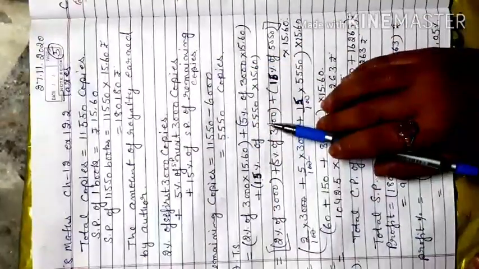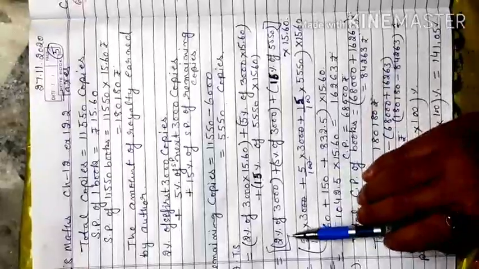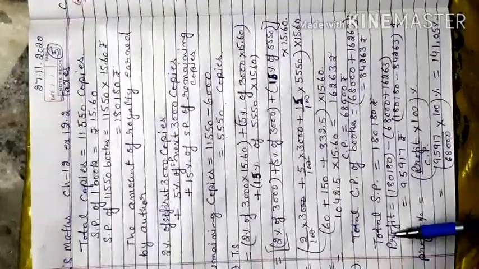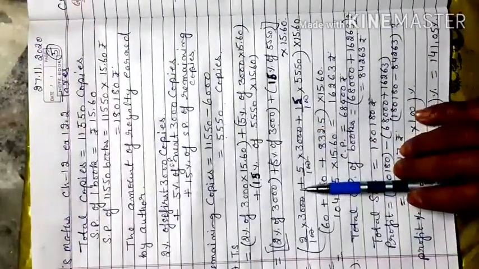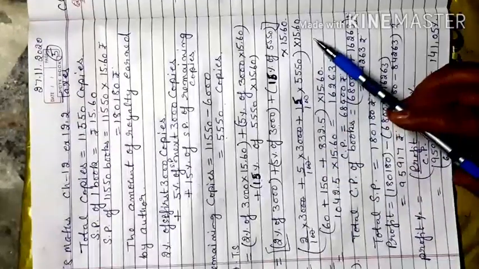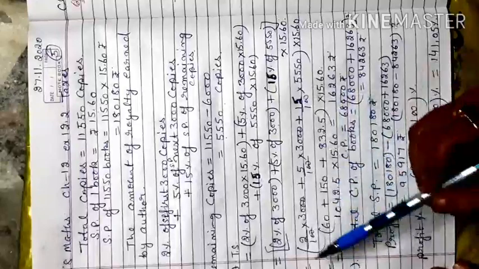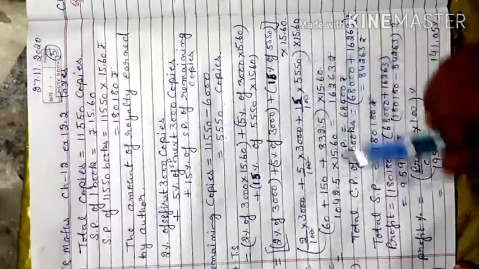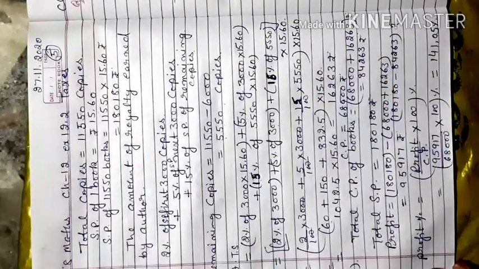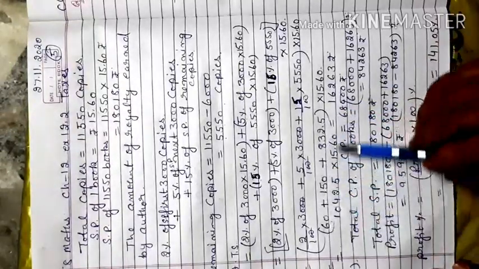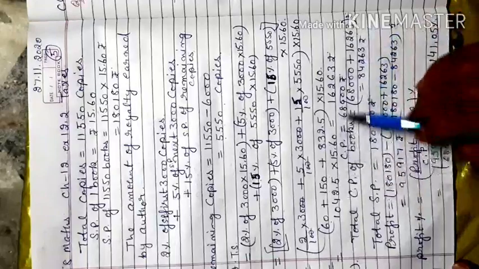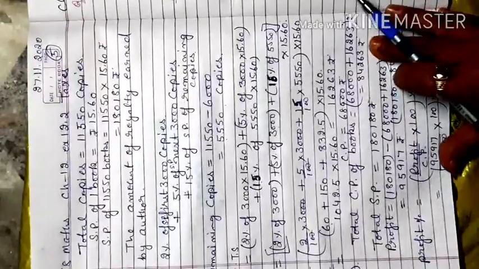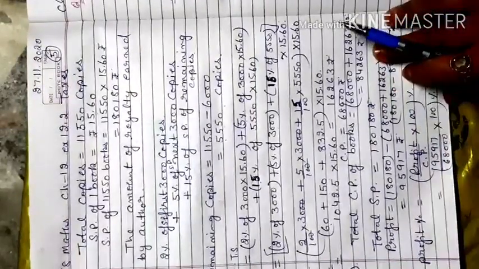To make the calculation easier, we will take 15.60 common. What is left is 2% of 3,000, 5% of 3,000, and 15% of 5,550. Now you only have to calculate the percentage of copies, and that will be multiplied by 15.60. 2% of 3,000 gives 60, 5% of 3,000 gives 150, and 15% of 5,550 gives 832.5. That total number of copies is multiplied by 15.60, which gives 16,263 as the total earning of the author from the book, given by the publisher.